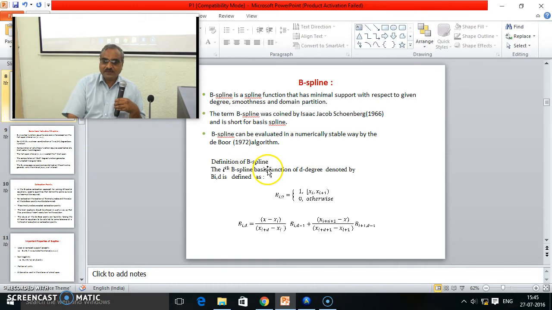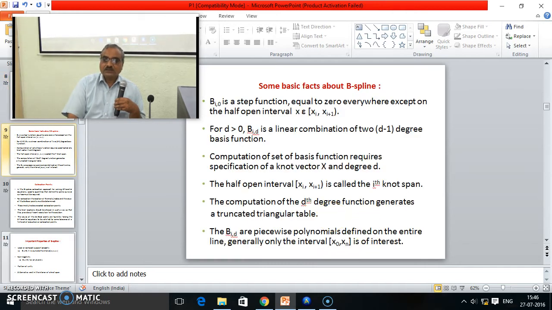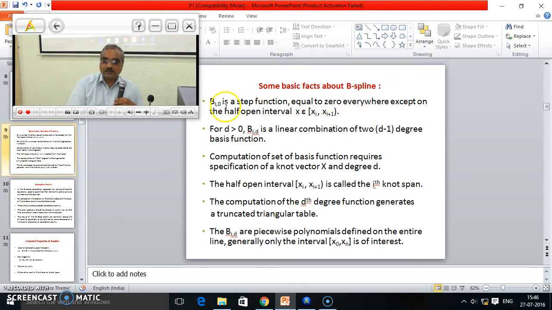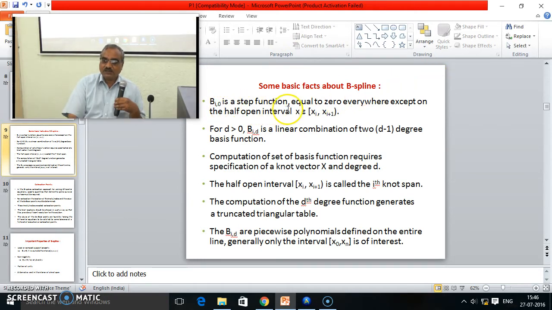Now definition of B-spline. The i-th B-spline basis function of degree d, denoted by B_i,d, is defined as B_i,0 equal to 1 for the interval x_i to x_i+1, otherwise 0, and B_i,d is given by the following recurrence relation. Some facts about B-spline. B_i,0 is a step function equal to 0 everywhere except on the half open interval where x belongs to the interval x_i to x_i+1.